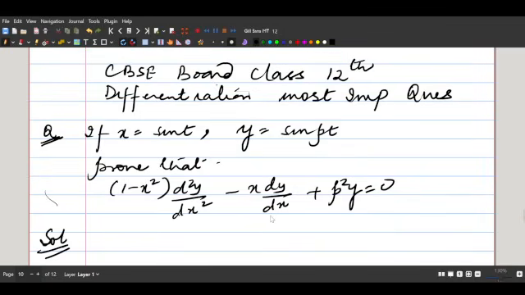Let's do some questions on derivative, which are important from CBSE board examination point of view. So this is a double derivative based question. Look at that. If x is sin t and y is sin pt, we have to show that (1 minus x square) d square y upon dx square minus x dy upon dx plus p square y.